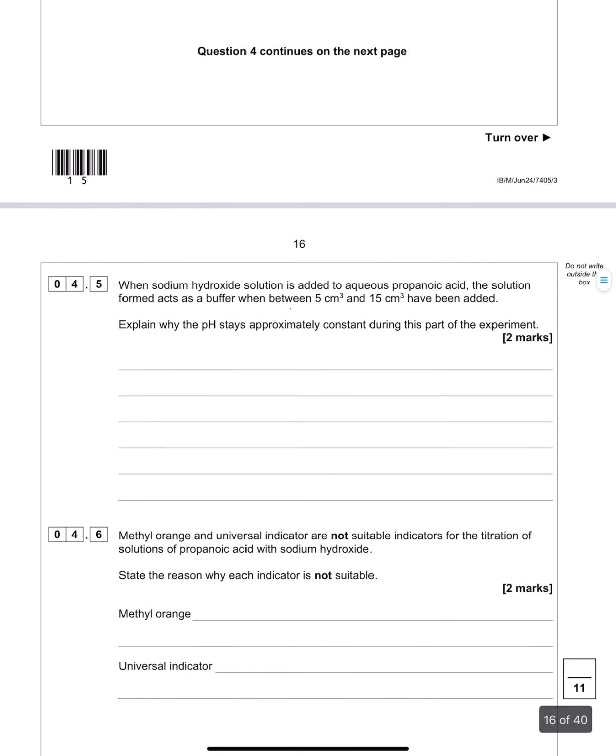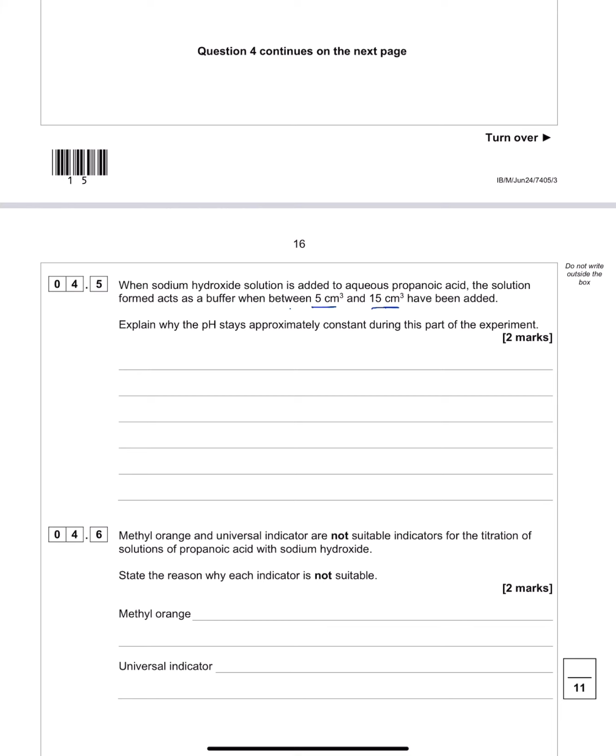When sodium hydroxide solution is added to aqueous propanoic acid, the solution formed acts as a buffer when between 5 cm cubed and 15 cm cubed have been added. Explain why the pH stays approximately constant during this part of the experiment. So now it acts as a buffer. How does a buffer act? When you add a base, the base will react with the hydrogen ions, and according to Le Chatelier's principle, that will shift the dissociation equilibrium towards the right to regain the concentration of the hydrogen ions, so the pH remains almost constant.